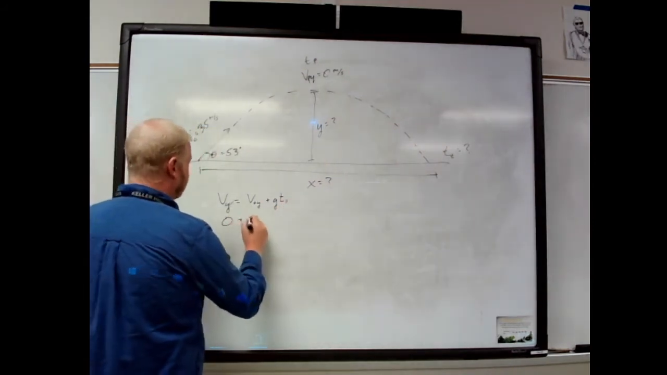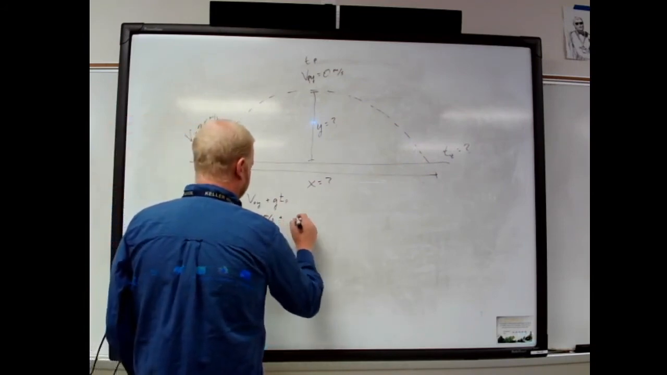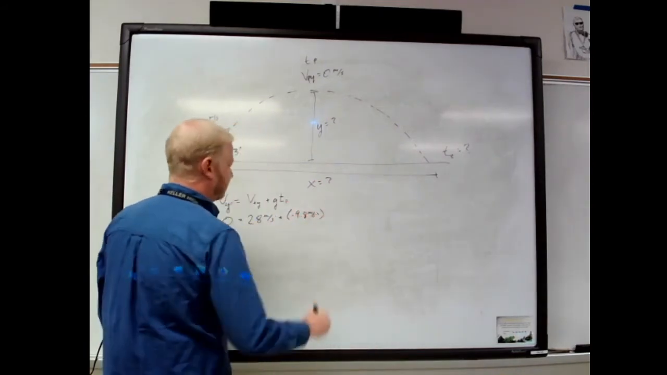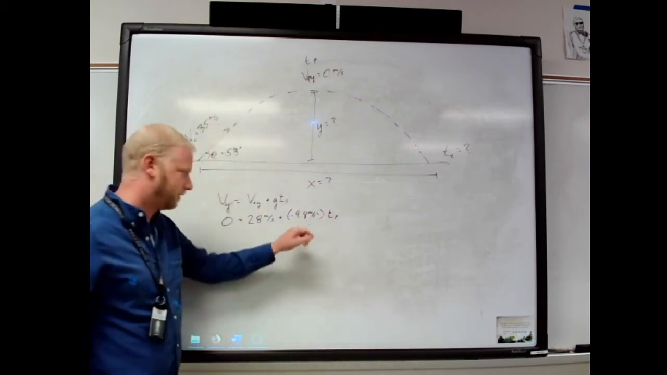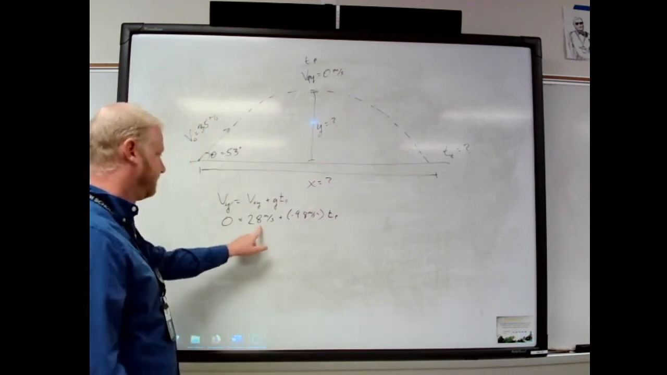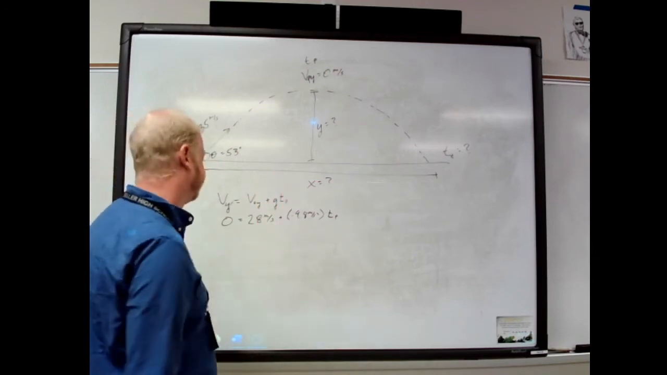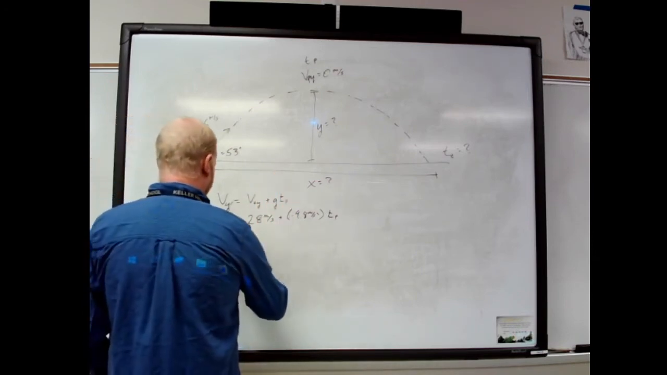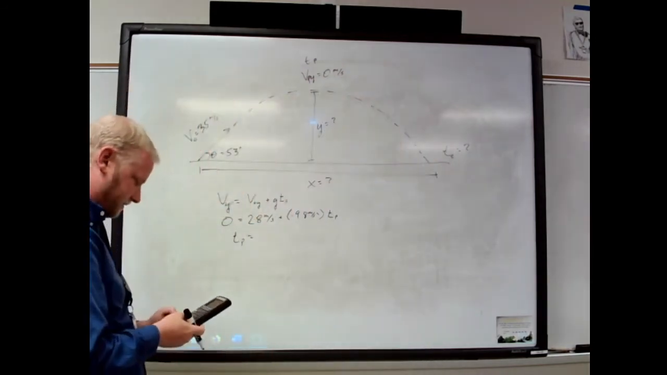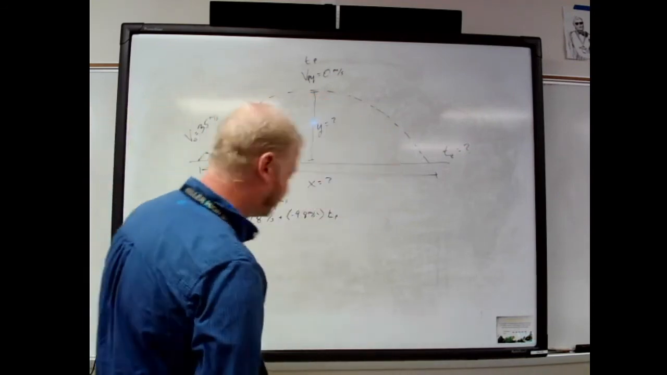So 0 is equal to 28 meters per second plus negative 9.8 meters per second squared times your peak time. Remember, your acceleration due to gravity is always a downward vector. It's got to have a negative here. Your initial vertical velocity is an upward one, so it's positive. So let's go ahead and solve that out. So 28 divided by 9.8 gives us a peak time of 2.86.